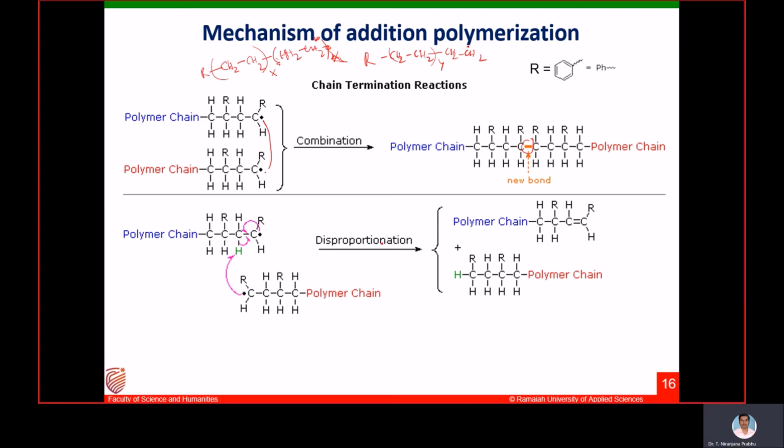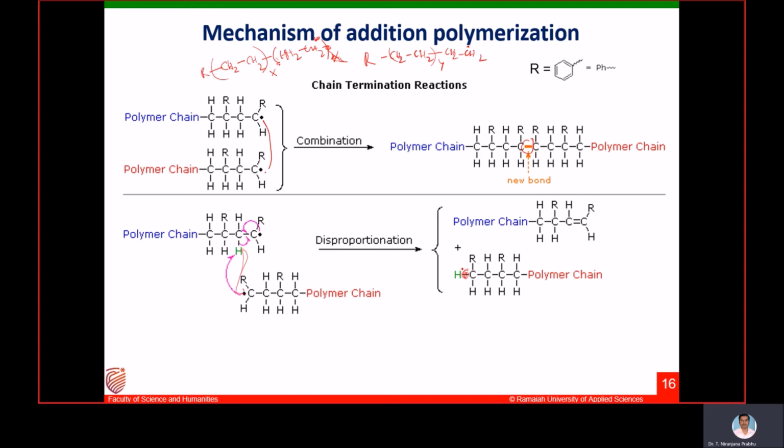Chain termination by disproportionation. What happens? There is one chain here, with X times and Y times repetition. One of the H from here gets attacked to this and stabilizes this. This H has been contributed to this. Now, this free radical is combining with this H dot and forming a bond between these two. New bond has come. This polymer chain is stabilized.